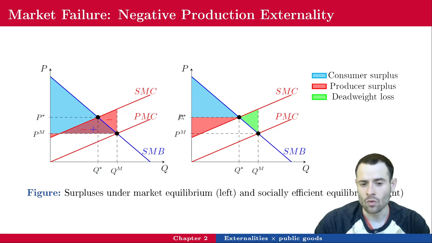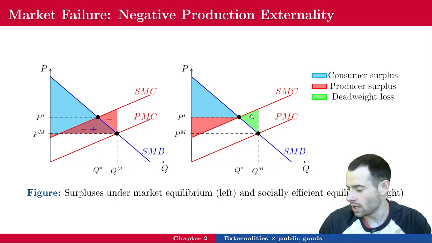Note that at P star, Q star, we get this blue triangle for consumer surplus and this red triangle for producer surplus. Ignore the green area for now. I'm going to get there in a minute.